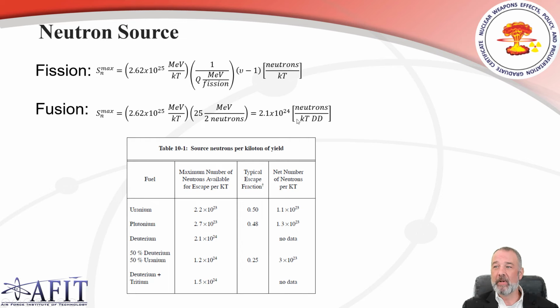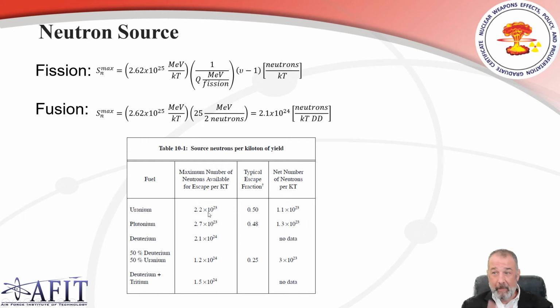And then we have number of neutrons per KT or kiloton from DD fusions. Again, it's not really the whole picture, but it is a way to quantitate what's going on. So let's look at this table. Source neutrons per kiloton of yield. So we have uranium, plutonium, and then we get into our fusion fuels.